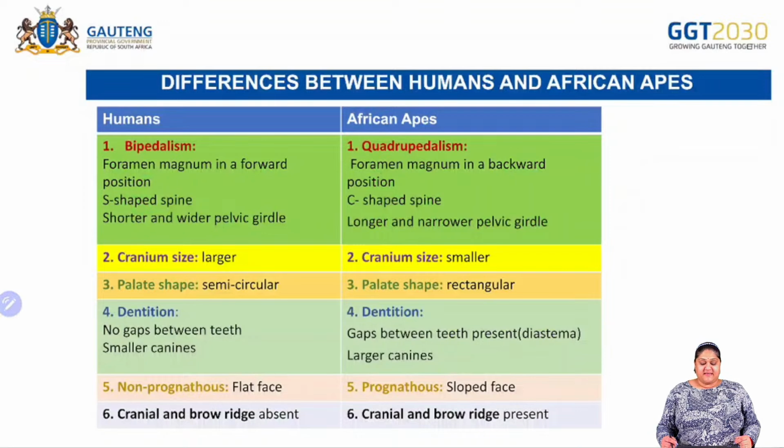Then we have cranial and brow ridges. This is the cranial ridge over here. These are the brow ridges. In humans, they are absent or less pronounced, and the cranial and brow ridges are present or more prominent in the African apes.